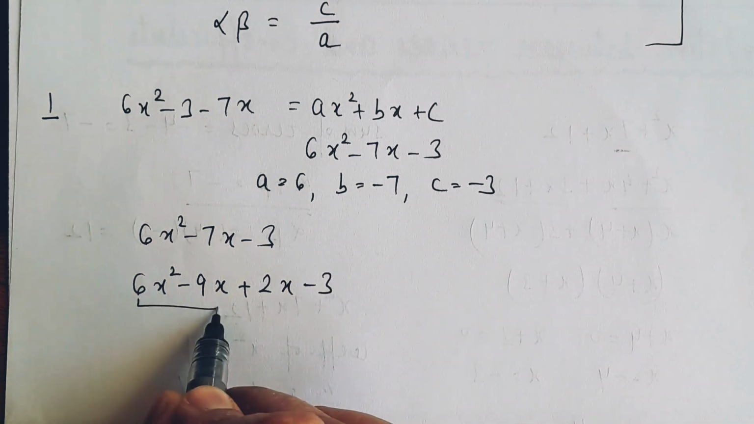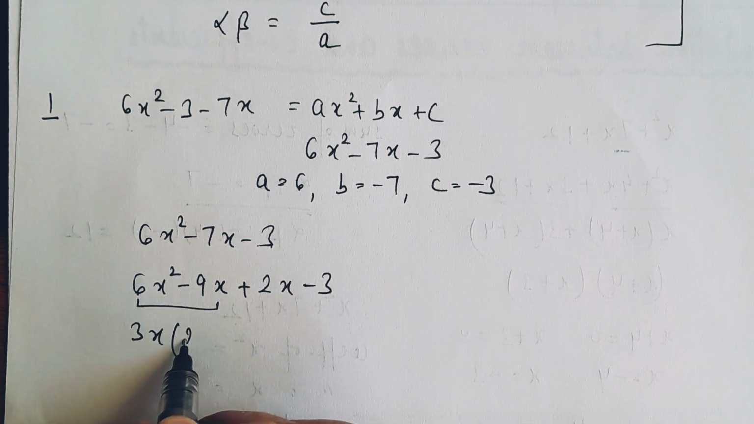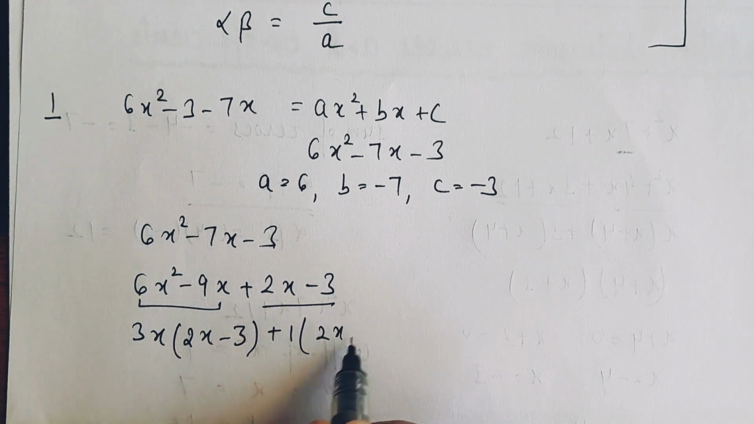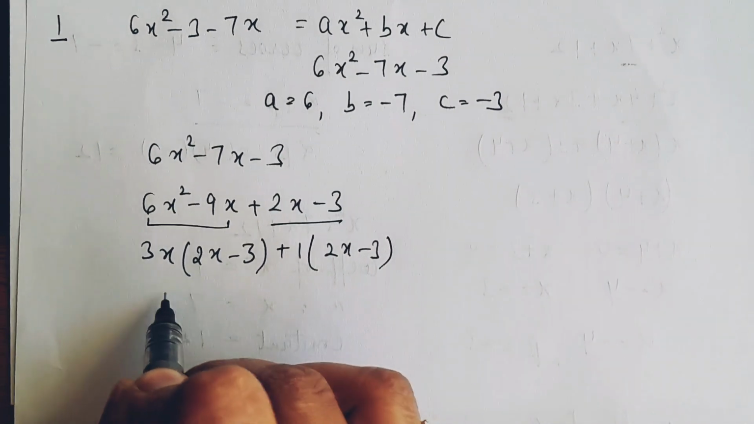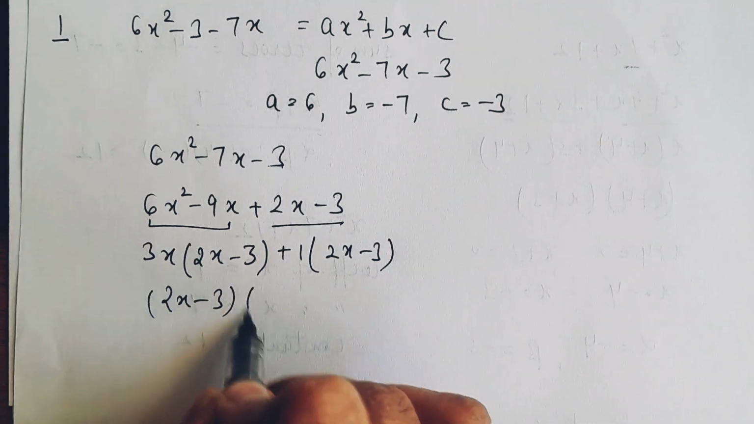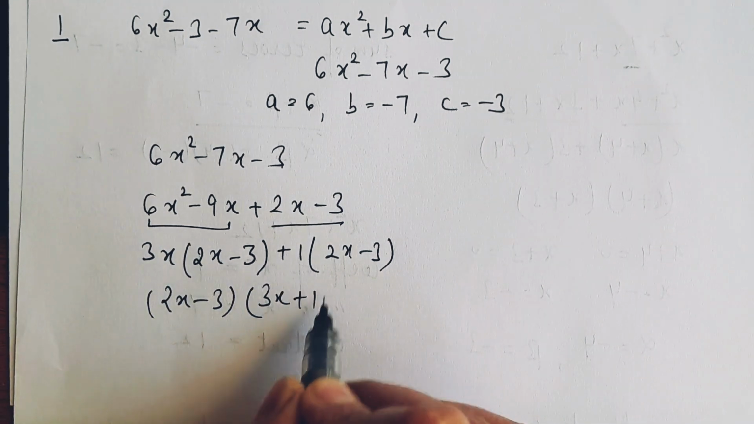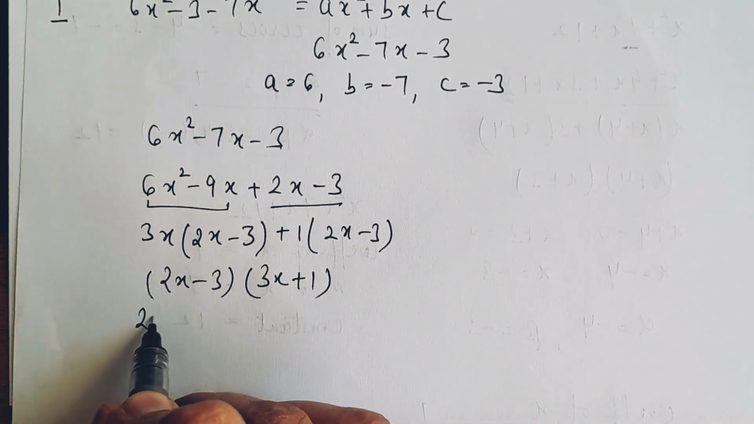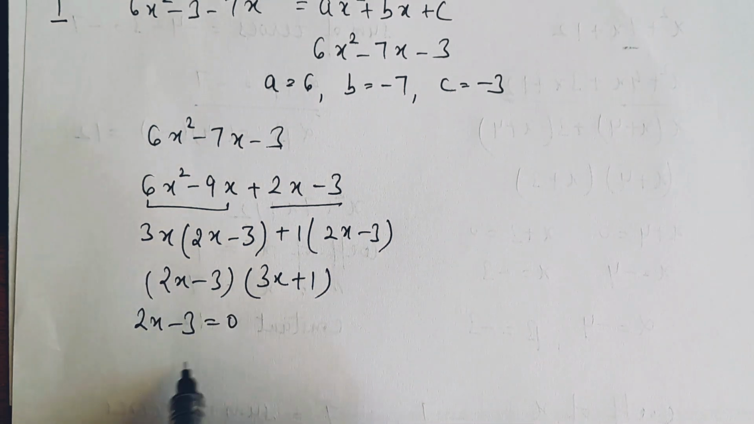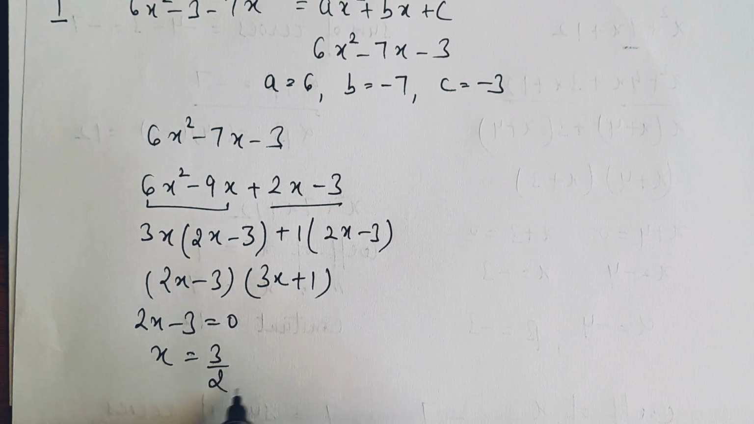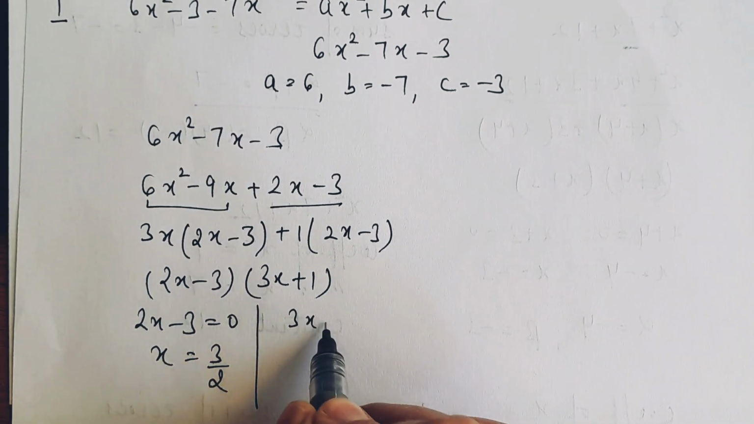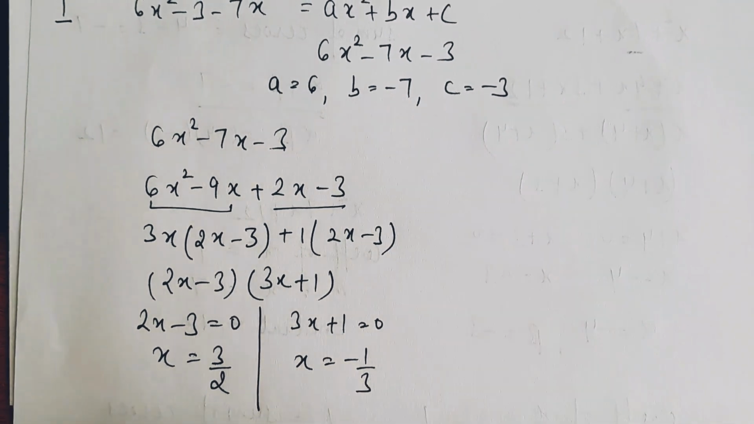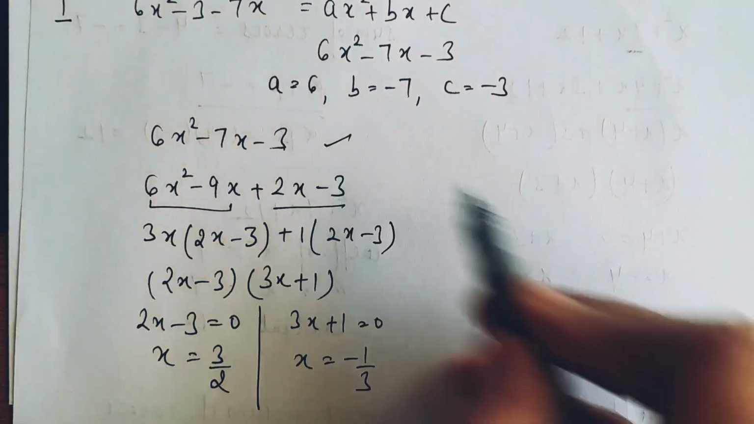We will take first two terms. Here 3x can be common. So 2x minus 3. From these two we can take 1 common. So we will get this. So that means first factor is 2x minus 3 and the second factor is 3x plus 1. If we put them equal to 0, 1 by 1. So 2x minus 3 if we put equal to 0, so value of x will be 3 by 2. And if we take 3x plus 1 equal to 0, so value of x will be minus 1 by 3. These two are the zeros of the given polynomial.